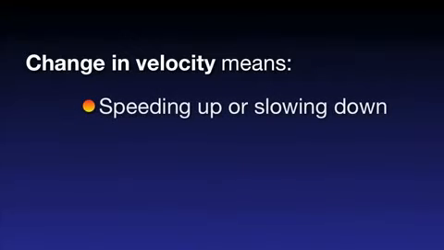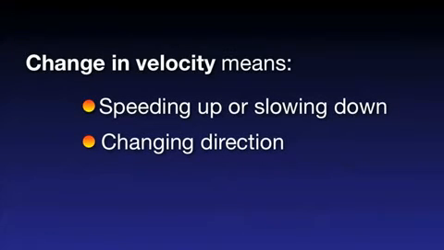Now, 2 quick points about acceleration. Velocity, as a vector quantity, is defined by its magnitude or size and its direction. A change in a vector quantity means a change in its magnitude or a change of its direction or a combination of the two. Therefore, change in velocity means speeding up or slowing down, changing direction, or a combination of both. Therefore, for example, an object undergoing circular motion at steady speed is accelerating since the direction of its velocity changes all the time. One last point about acceleration.